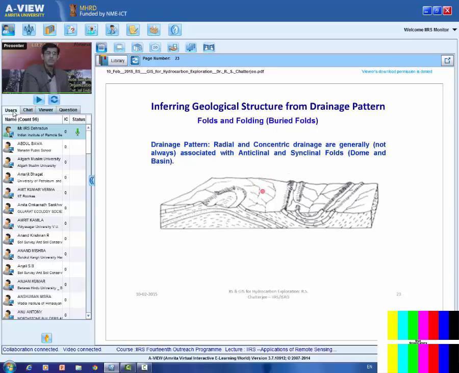Buried faults can also be interpreted. Here, for example, in these adjacent drainages, in one case it is radial and in another case it is concentric. When you see both drainages side by side, it means that there is an anticline and a syncline side by side. It may be so. But if you see only radial drainage, then there may be a dome, there may be some intrusive, there may be anything, but it can also tell that there may be a domal structure. And domal structure is very important for petroleum exploration.